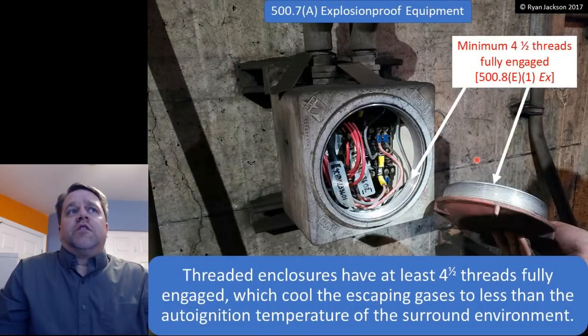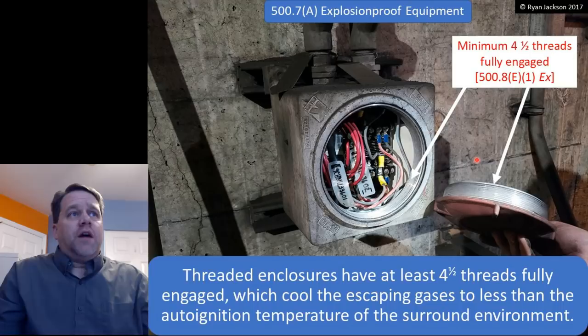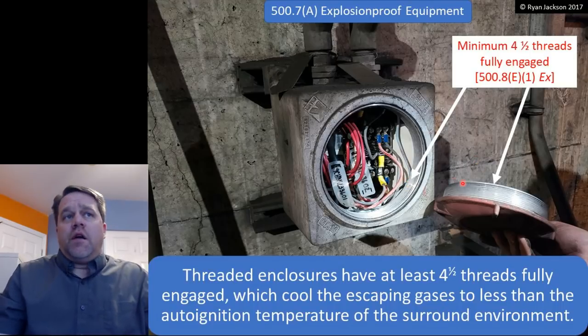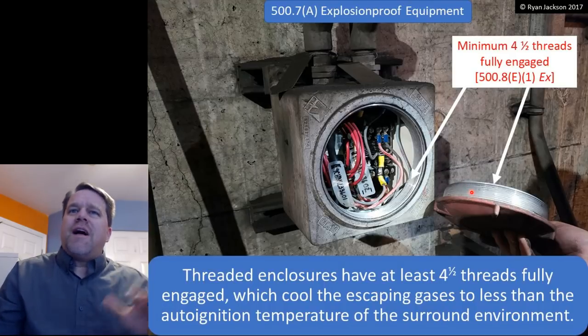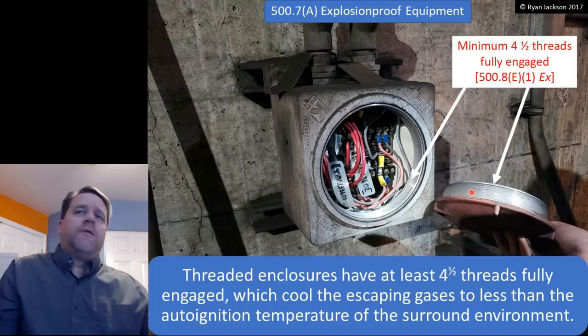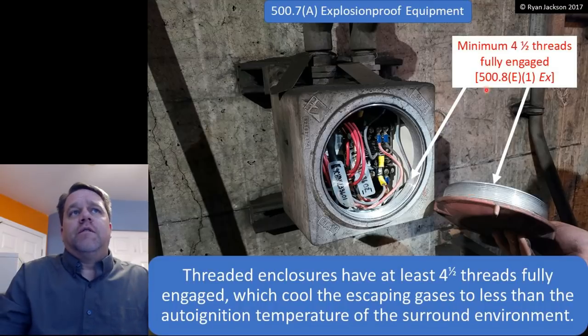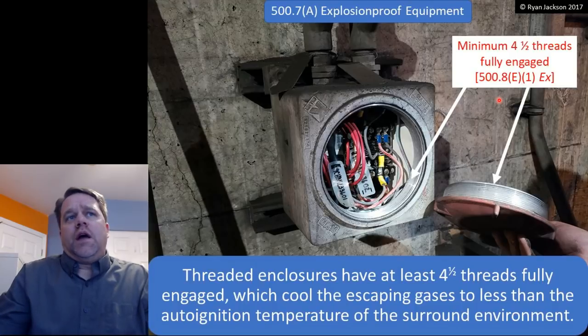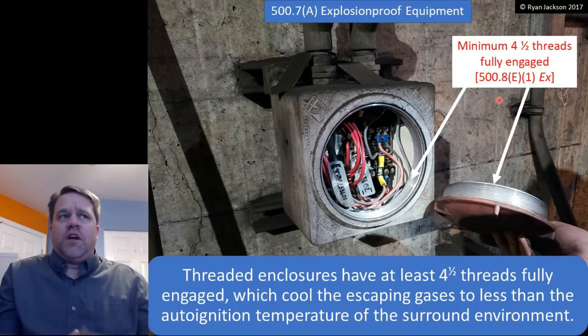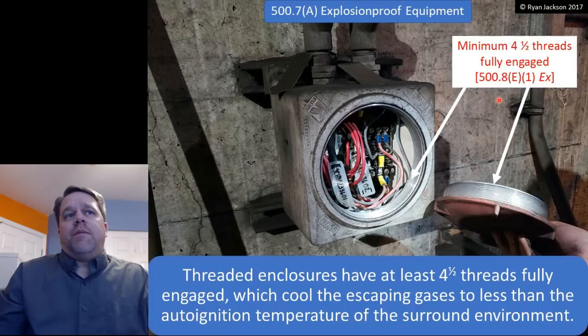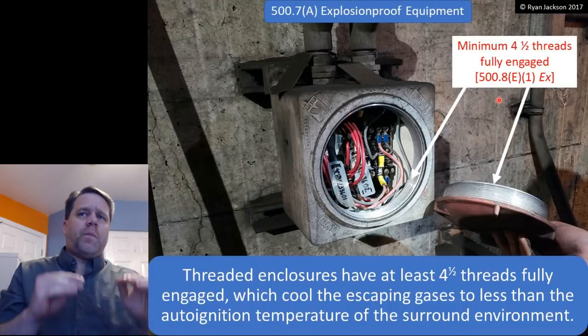This is another piece of explosion-proof equipment. This is just a junction box. But when it comes to junction boxes, threaded enclosures have at least 4.5 threads fully engaged, or 5 threads is the general requirement, but 4.5 is the exception, and that's found in 500.8. So threaded enclosures have at least 4.5 threads fully engaged, made up wrench tight, which cool the escaping gases to less than the auto ignition temperature of the surrounding environment.